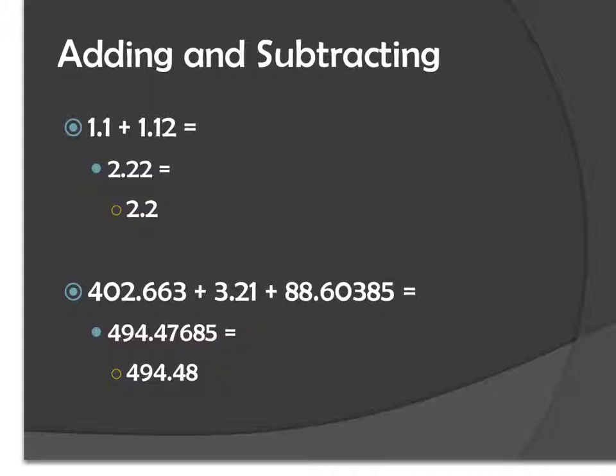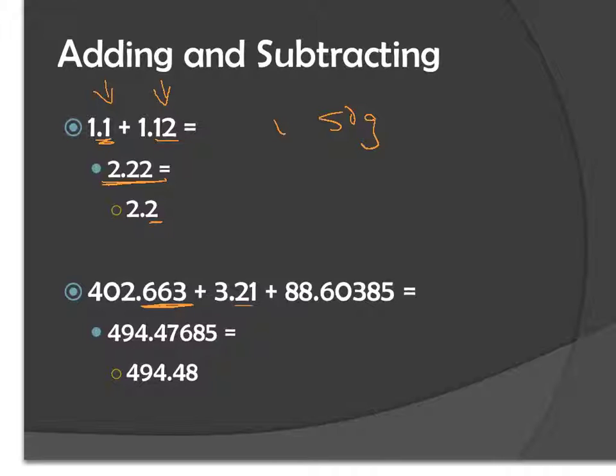In this first example, 1.1 plus 1.12. We know that we have 1 digit to the right of the decimal point in this first number. We have 2 digits in the second. So you're going to do the addition as normal. We get 2.22. We know that we only want 1 sig fig in the decimal portion because this number only had 1. So we're going to round this normally. 2.22 would round to 2.2. You know, if it's 4 or smaller, you're going to round down. 5 and up, you're going to round up to the nearest number.